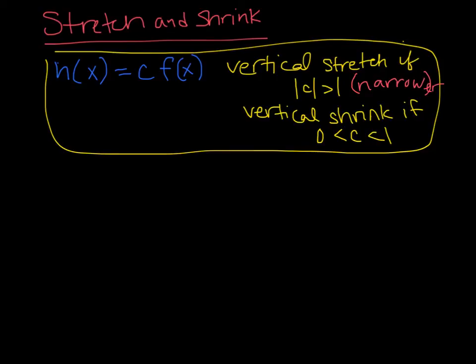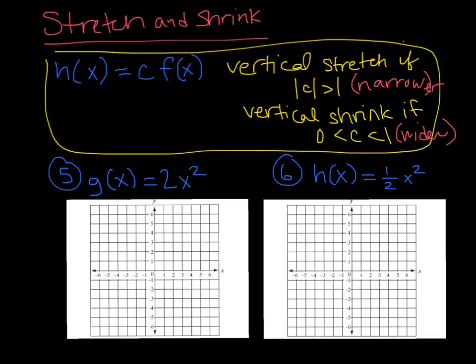And if you have a fraction or a decimal that's between 0 and 1, for example, 1/2, 1/3, you're going to get a vertical shrink, which means that your graph gets a bit wider. So let's do some examples. So for these next 2, the first one is going to be a vertical stretch, which means it will be more narrow than the parent function, which, by the way, is x squared. The second one is going to be a vertical shrink, which means that it's going to be wider than the parent function, which is also x squared.